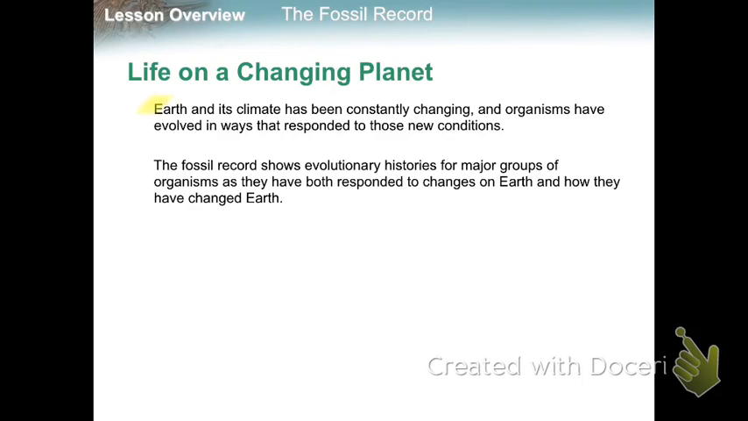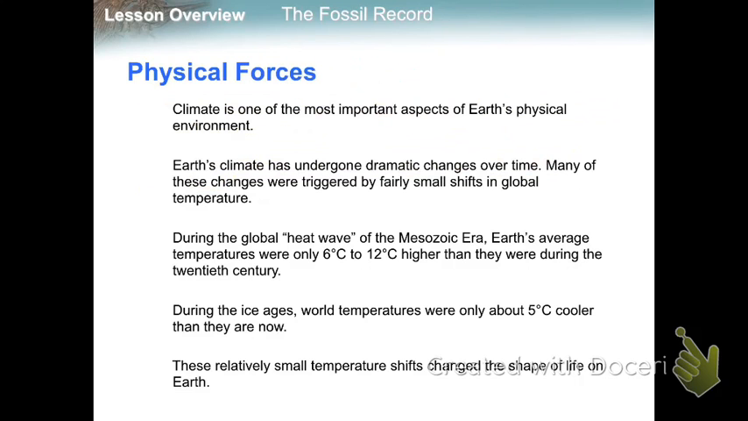The Earth and its climate has been constantly changing over time, and organisms have evolved in ways that have responded. The fossil record shows these changes for groups of organisms, how they've responded to changes on Earth and how they've changed Earth themselves. Climate's one of the most important aspects of the physical environment. There have been dramatic changes that have been triggered by fairly small shifts in global temperature.